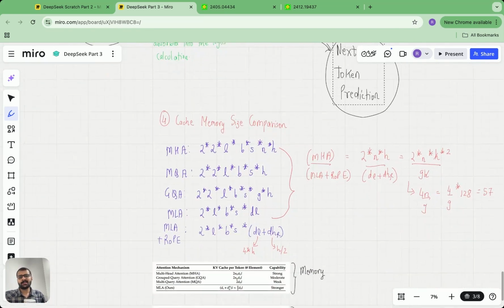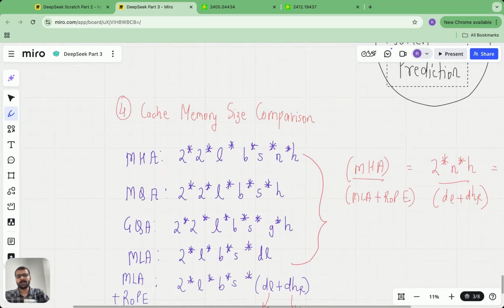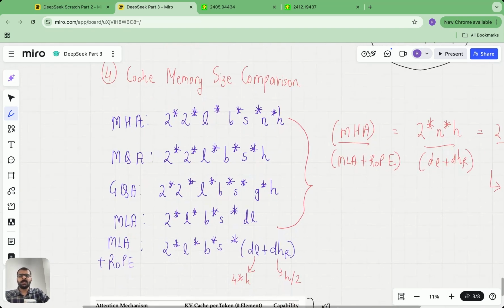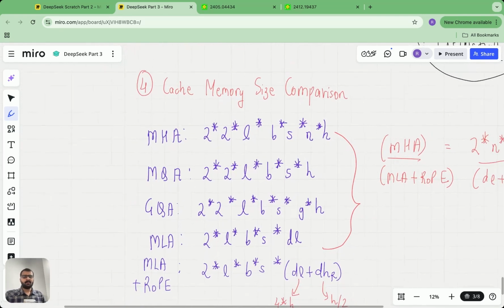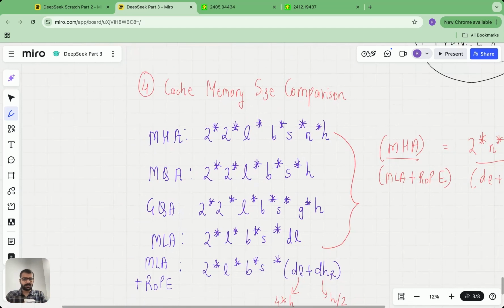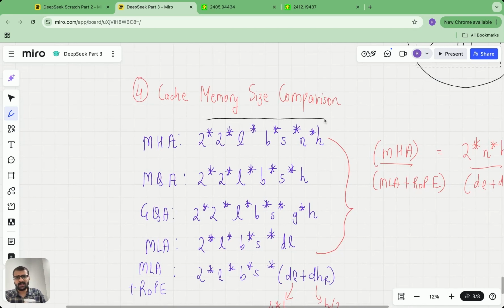Now let's come to the last part, where we actually compare the KV cache size across all the variants of the attention mechanism which we have seen so far. So here's the KV cache memory size comparison. Remember, the whole thing started with reducing the KV cache memory size, but at the same time, we want to maintain the performance, right? So the original KV cache size in multi-head attention was 2 multiplied by 2 multiplied by L, B, S, N, and H. What are these different things?